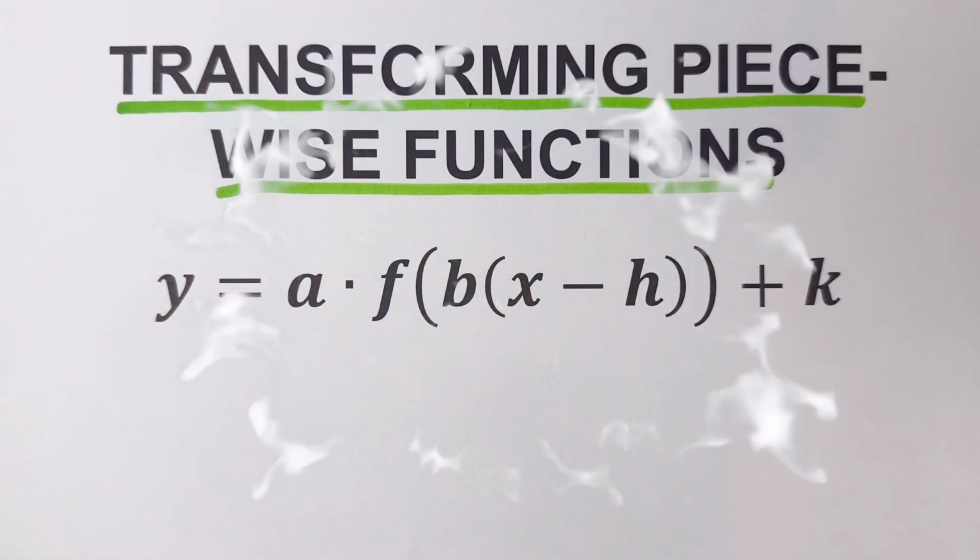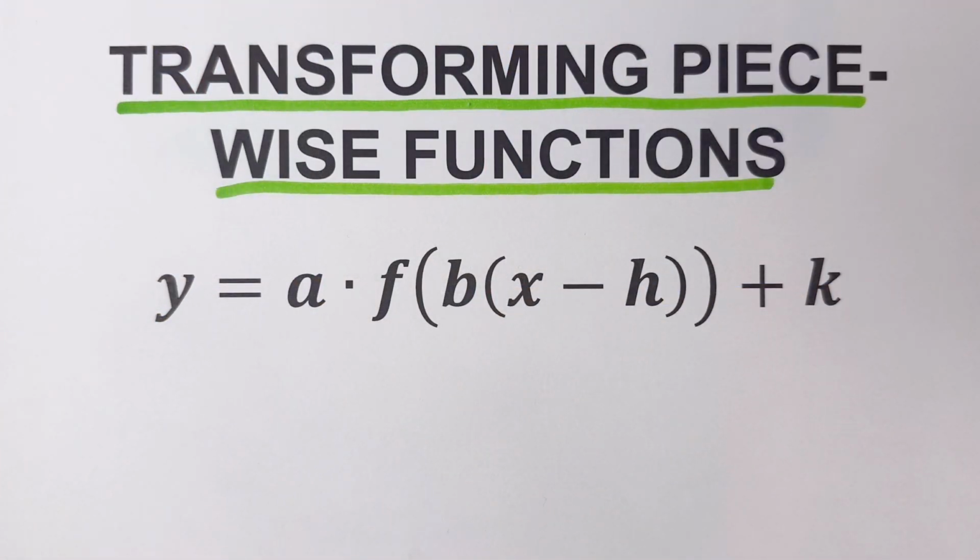Hello everyone. This video will show the general rule for transformation of function. That includes the piecewise functions. If y is equal to f of x is a function, then the equation in graphing form, transformations of this function, can be written as y equals a f of b of x minus h plus k, where our a, b, h, and k are parameters.